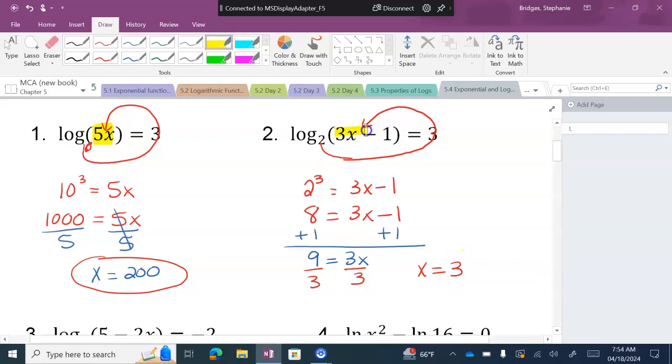The one thing we have to check is plug it back into that argument. Does 3 times 3 minus 1 stay positive or turn negative? Stays positive. So x equals 3 is a good answer. Okay. Not really much different than what we've been doing so far, right?